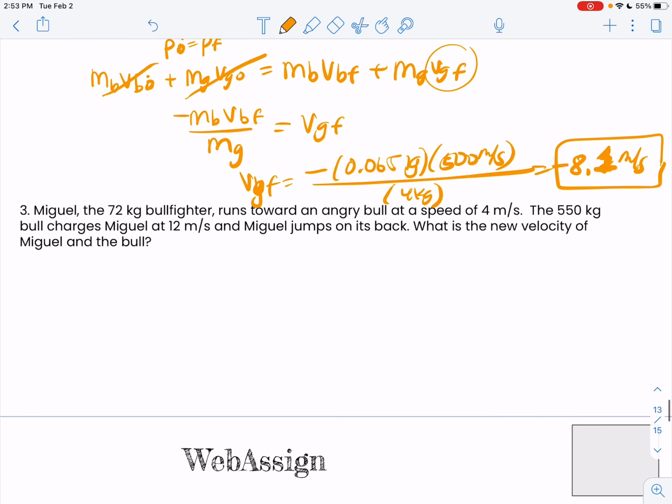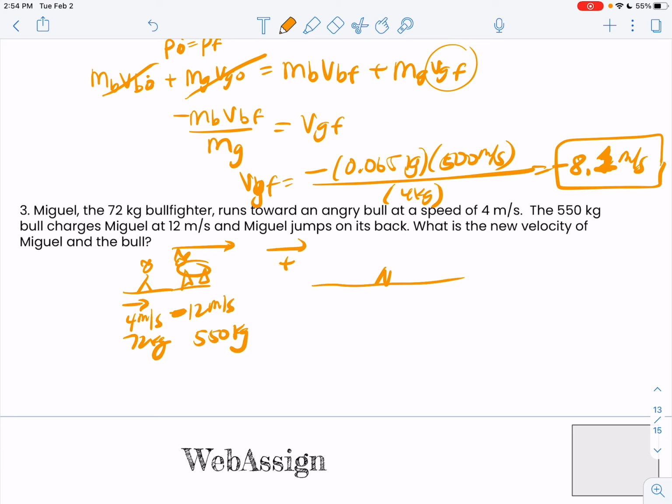All right. The next one: Miguel, a bullfighter, runs towards an angry bull. And here comes the bull, two horns, I guess. So Miguel is going 4 meters per second that way with 72 kilograms. The bull is going 12 meters per second the other way with 550 kilograms, and you got to watch out to put that negative. That's where the error is going to come.